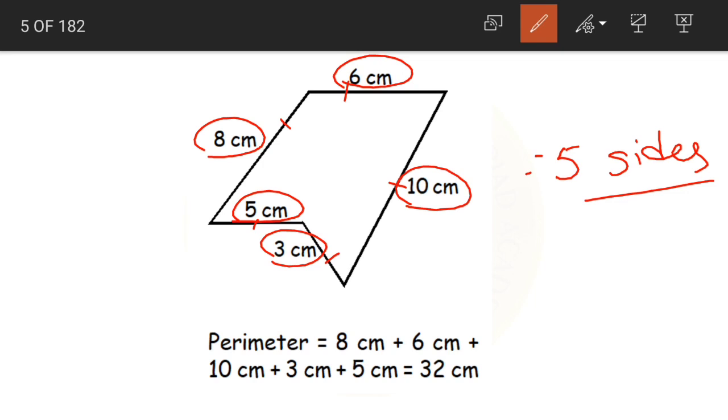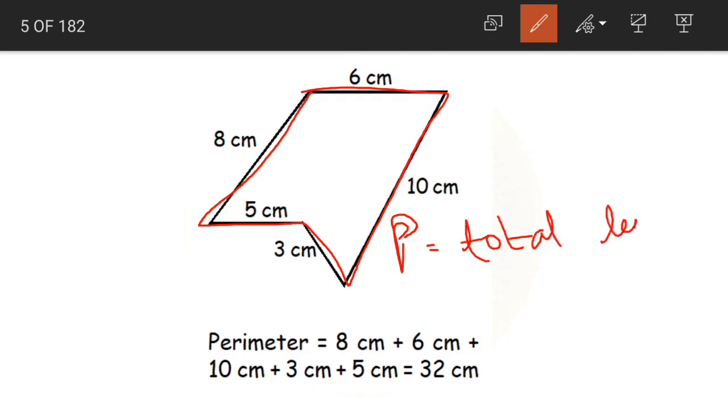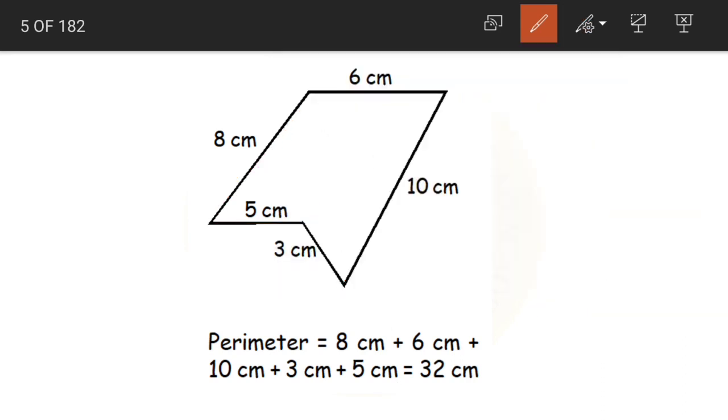And what should we find out? We should find out the perimeter of the given figure. Again, what is perimeter? This total boundary line is called our perimeter. So how to find out the perimeter, children? P, which is nothing but perimeter, is equal to total length of the given sides, or simply we have to add all the lengths of the given sides.